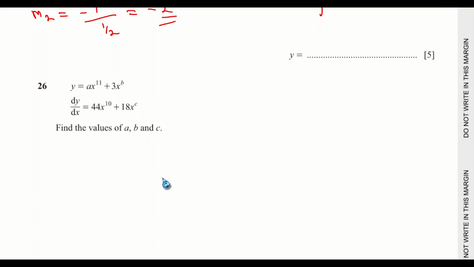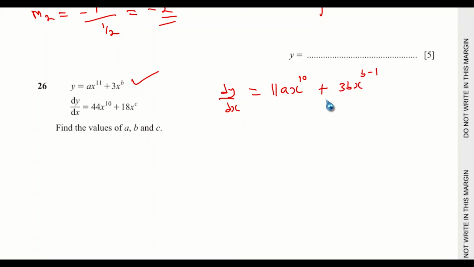Find the values of a, b, and c respectively. So the first thing you need to do is to differentiate this given equation. Okay, so what will be the dy/dx? The dy/dx will be equal to 11 times ax to the power of 11 minus 1, that is 10, plus b times 3x, that is 3bx, then to the power of c minus 1. Okay, so this is the dy/dx.